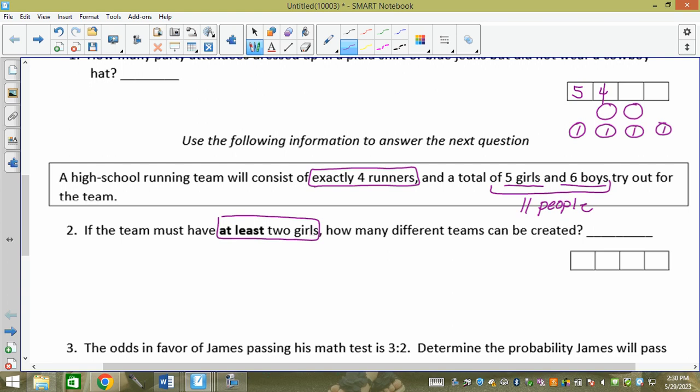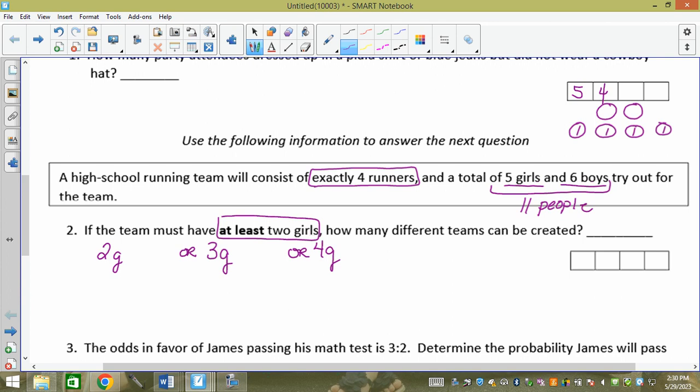So where am I stopping at? 2 girls or 3 girls or 4 girls. Well, there's 5 of them, so I can keep going. Or 10.